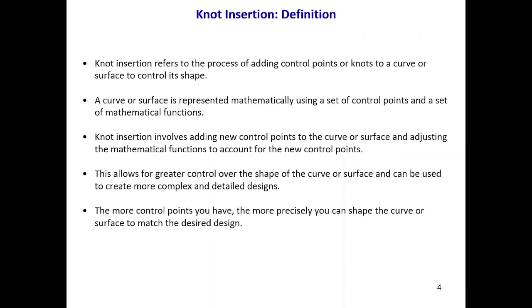So let's get right into the technical details. What is knot insertion? Knot insertion involves adding new control points to the curve or surface and adjusting the basis functions in order to account for those new control points. The insertion should be done in such a way that the shape of the curve stays the same, but it becomes much more detailed after adding more knots. Basically, the more control points we have, the more precisely we can shape the curve and the surface to match the desired design.